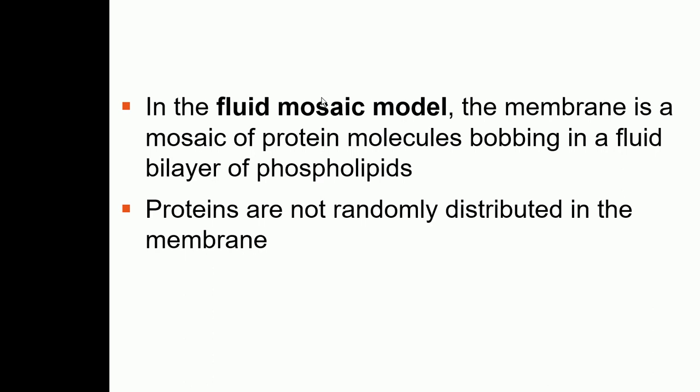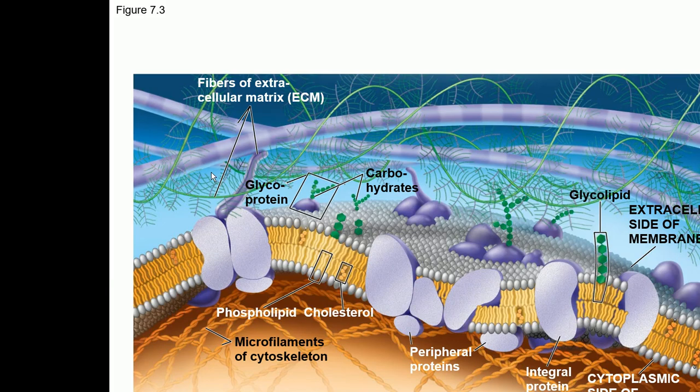Now why is it called the fluid mosaic model? It's called fluid because of these phospholipids, because they are basically always moving. They are having a lateral movement. So that's why this plasma membrane is fluid in nature, because these lipids are always in constant motion, and they have lateral movements.